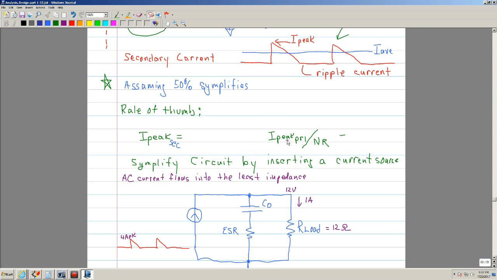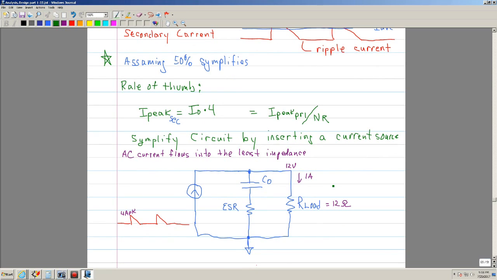If you know what the primary peak is, you can divide it by the turns ratio. That will get you a quick answer. But you can also use this. You can say that the current output, and I'll put IO times 4. Okay, so what do I mean by that? Well, this is IO, and you can also think of this as IDC.